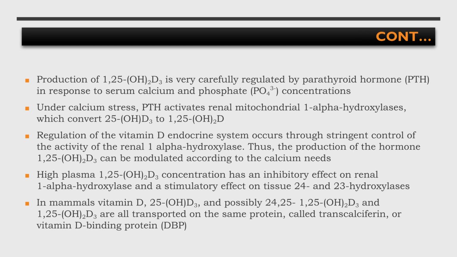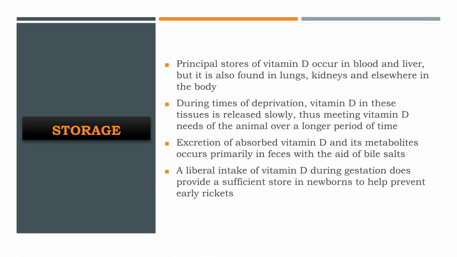The production of the active form, 1,25-OH2D3, is tightly regulated by parathyroid hormone in response to serum calcium and phosphate levels. It is transported in mammals by a protein called transcalciferin. Vitamin D is mainly stored in the blood and liver, but also in other tissues like the lungs and kidneys. It is released slowly during deprivation. It is excreted mainly in the feces. Maternal intake helps prevent rickets in newborns.